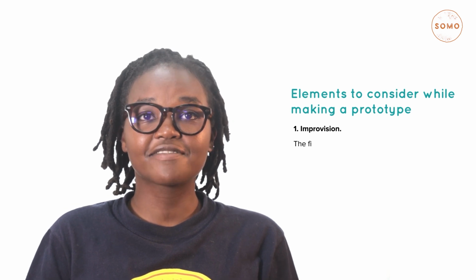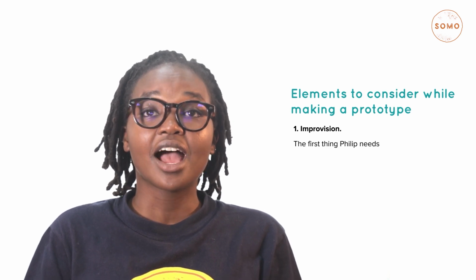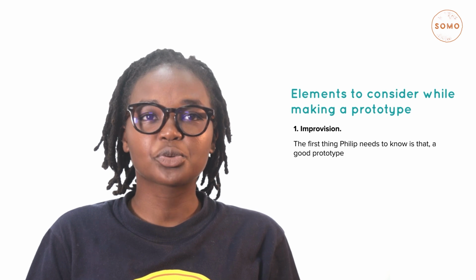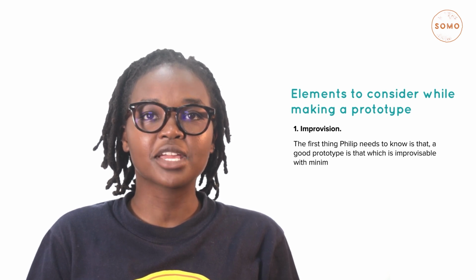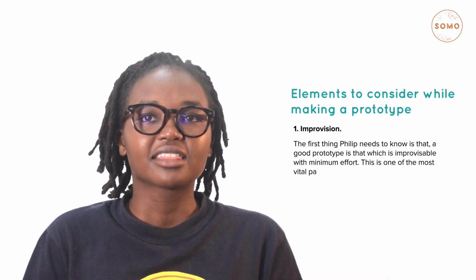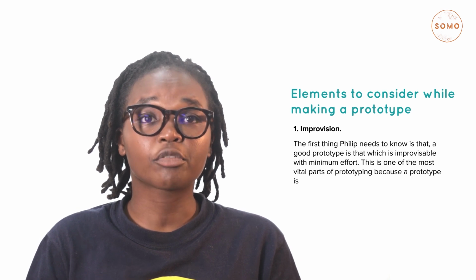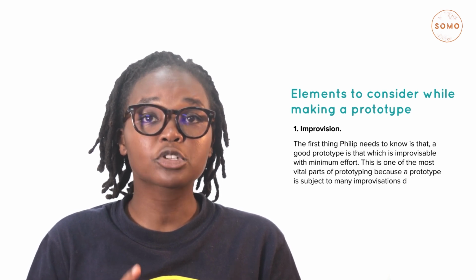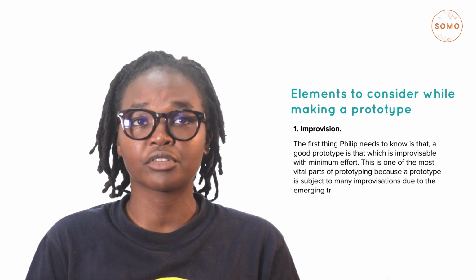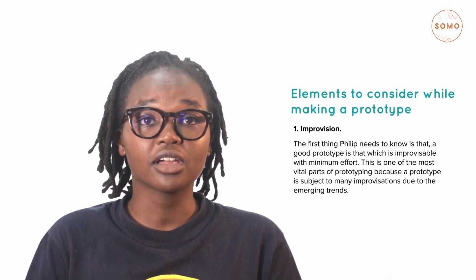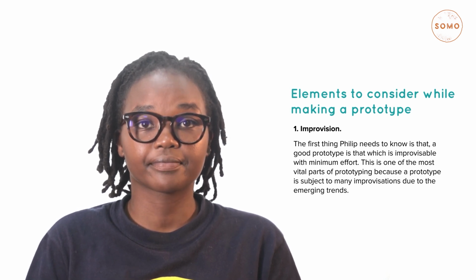Elements to consider while making a prototype. 1. Improvisation. The first thing Philip needs to know is that a good prototype is one that is improvisable with minimum effort. This is one of the most vital parts of prototyping because a prototype is subject to many improvisations due to the emerging trends.